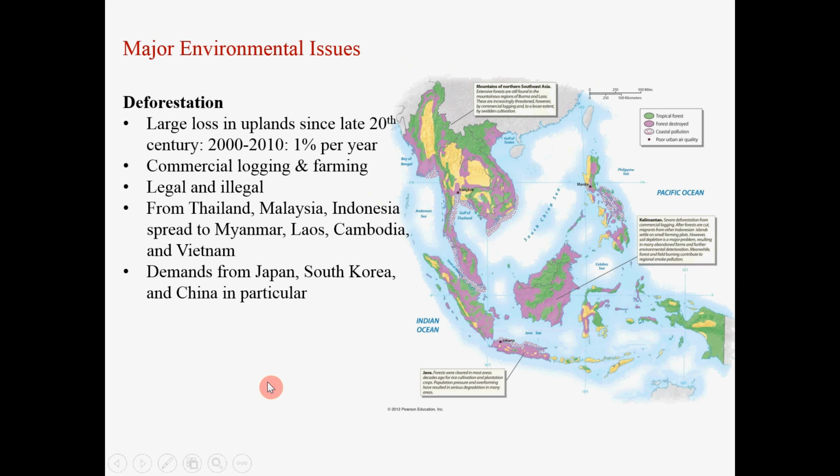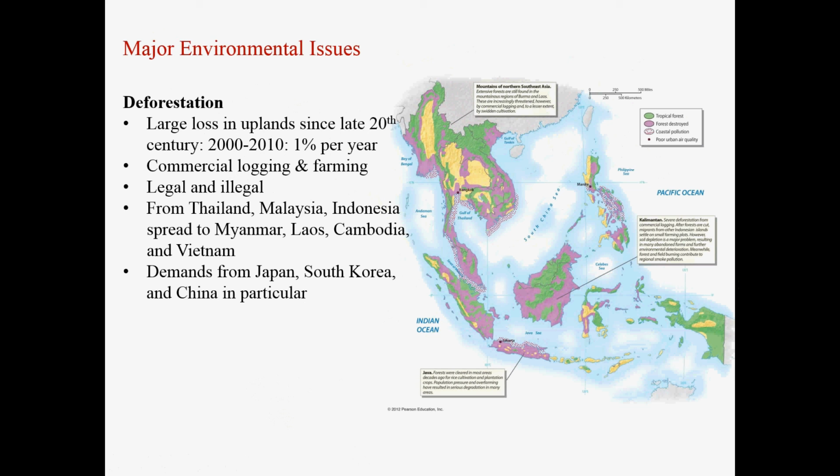Major environmental issues. One of the most important environmental issues in Southeast Asia is deforestation. Deforestation in Southeast Asia happened during the colonial era when the river valleys were opened up as the site of plantations for exporting cash crops. But since the 20th century, especially since the late 20th century, we see increasing migration toward the upland, and that has caused a large loss of forest in the upland area.